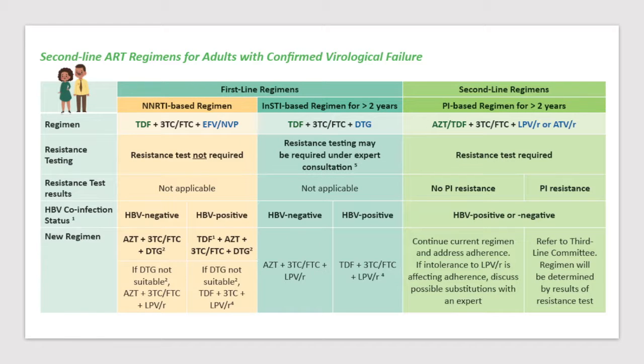Okay, then second line regimens, if they were on a PI-based regimen for more than 2 years and had 3 high viral loads at least. So that would usually be our AZT, 3TC, lopinavir, or atazanavir. As per our old guidelines, we will do a resistance test for these patients. And then we'll see if there's no PI resistance, we will continue them on their PI. And we will expect them to suppress their viral load. If there is PI resistance, as per normal, we will then refer to the third line committee. Is that clear with everyone?